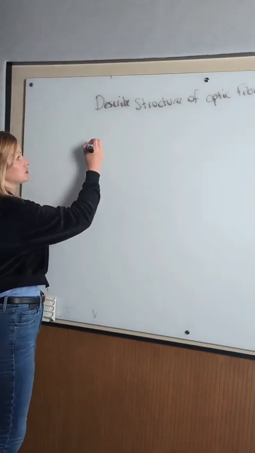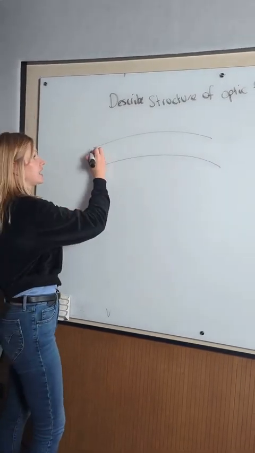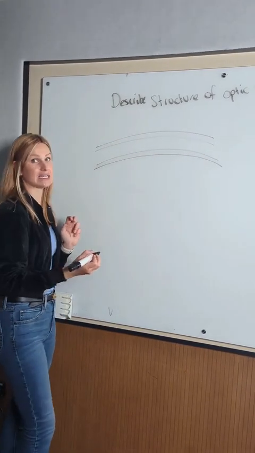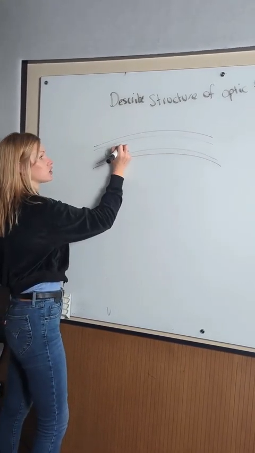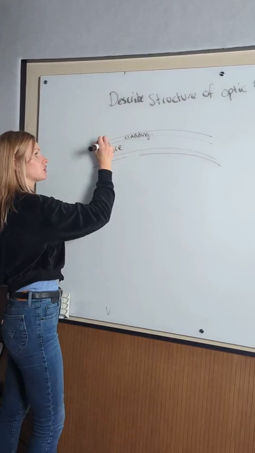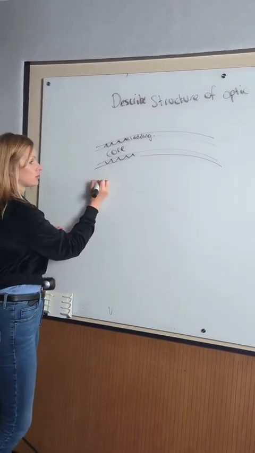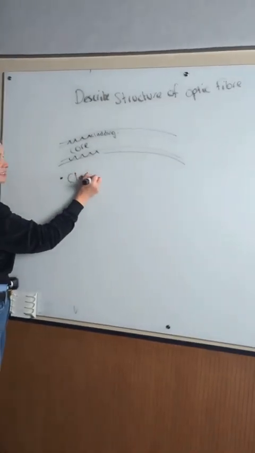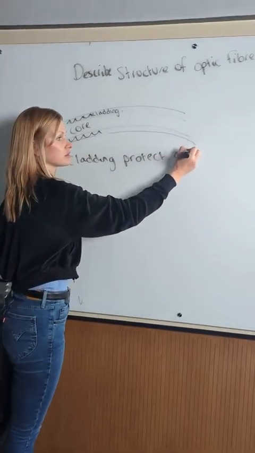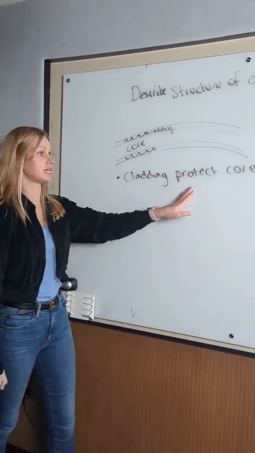Okay, so optic fibers. What they look like is you basically have a wire or a cable, and the inside part is called the core, and it's protected by the cladding. I'm going to label a diagram so I know what to talk about. There's my core, and there is my cladding. So you've got the core in the middle and the cladding outside. The first thing you want to talk about is that the cladding is there to protect the core. Just one mark already, just bullet point it. The cladding protects the core.